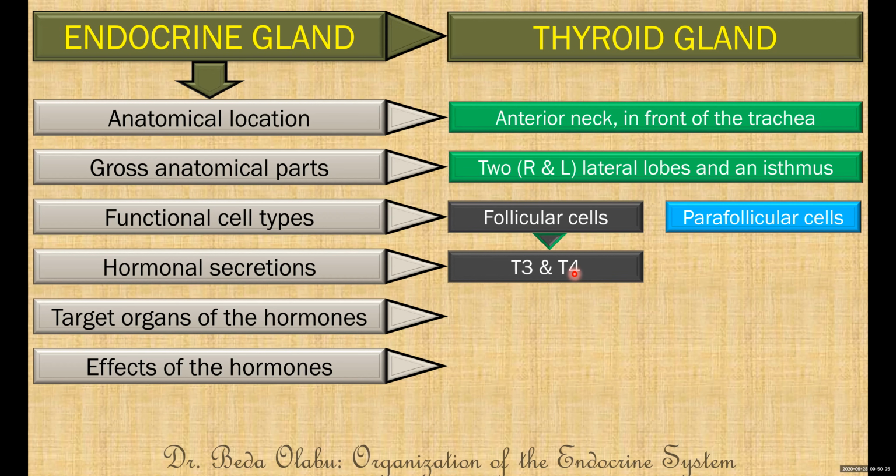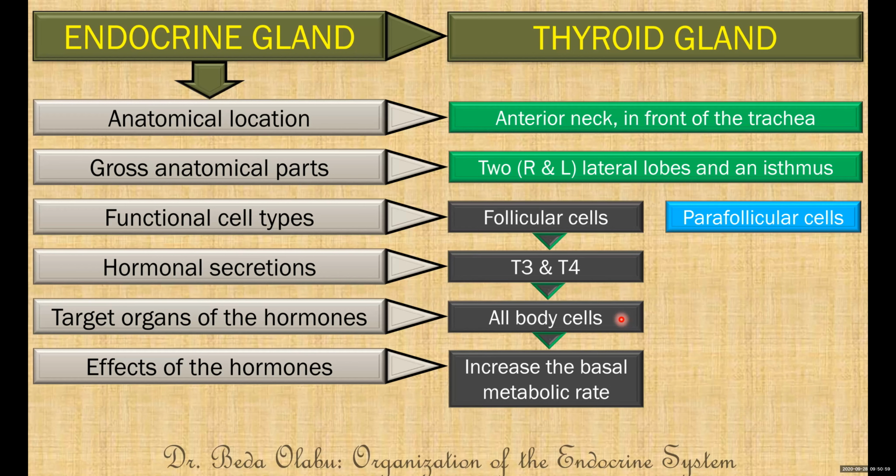The name given to T4 is thyroxine. The name given to T3 is triiodothyronine. So we have triiodothyronine, that is T3, and thyroxine, that is T4. The targets for these two hormones are actually all body cells. Thyroid hormones act on all body cells, and the effect is to increase the basal metabolic rates. These are the hormones that promote metabolism.